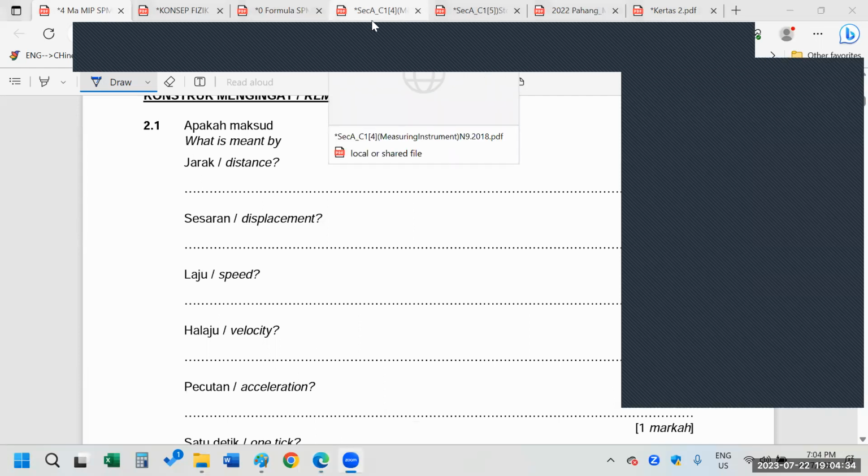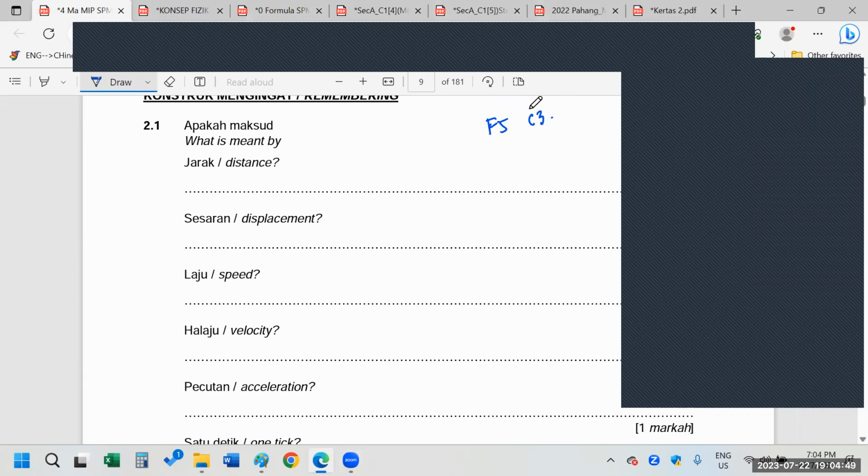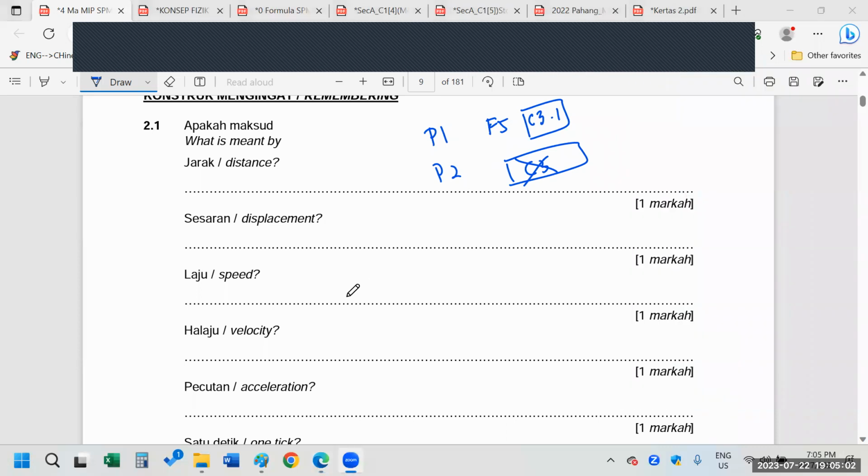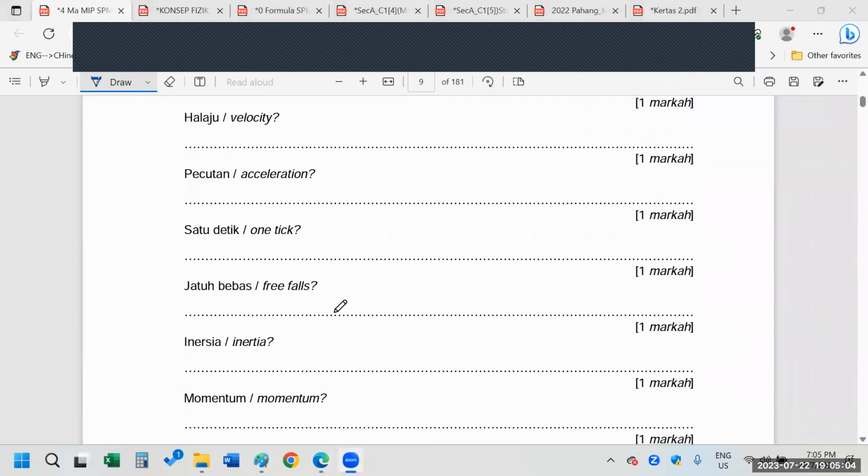So Form 5, Chapter 3. Okay, like this, Paper 1 up to Form 5, Chapter 3.1 only. Paper 2, no. Chapter 3, don't worry. Okay. Then all of this you will do.